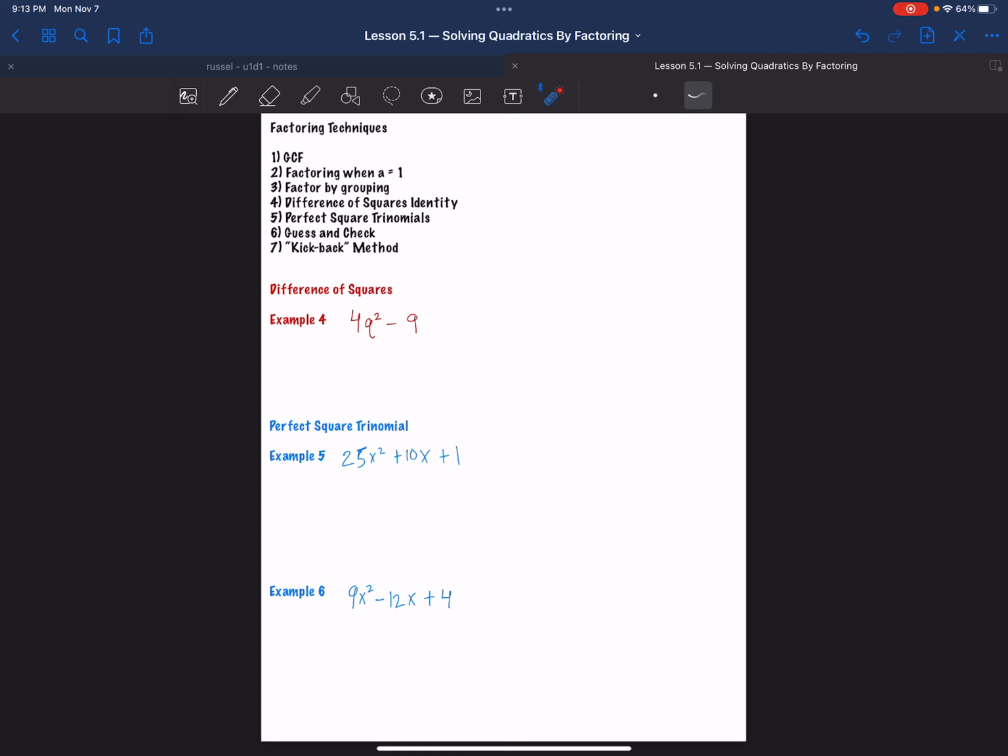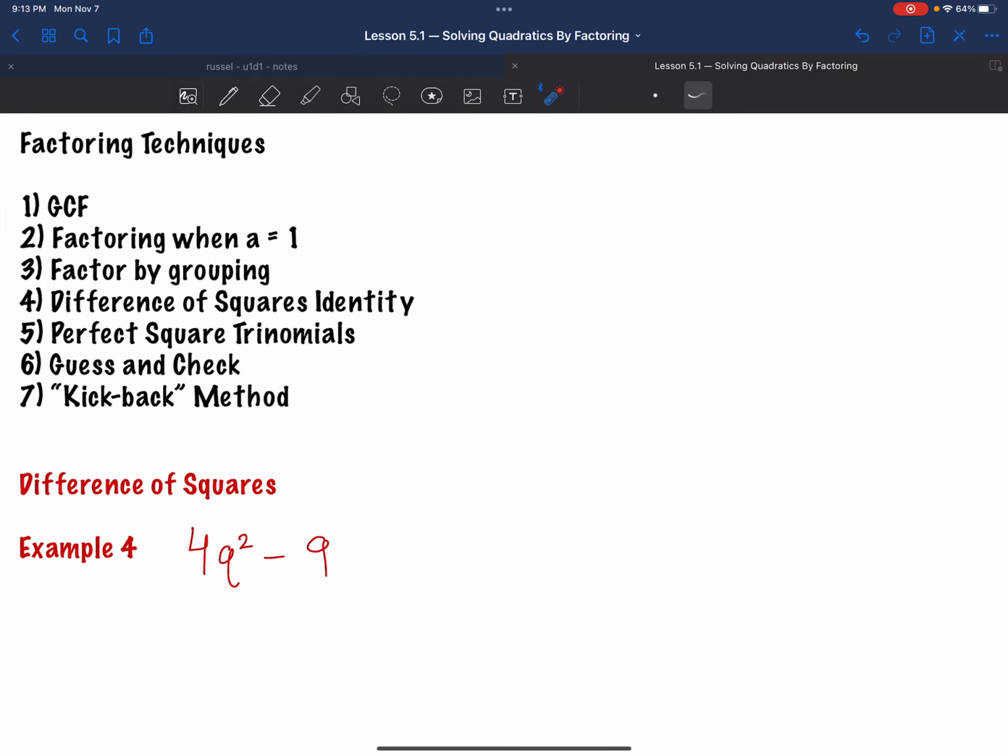So now we get to talk about new factoring techniques that maybe we've seen, maybe we haven't seen before. So, quick reminder, we have seen the first 4. So we've seen greatest common factoring, that was in lesson 4.2. We've seen the case of factoring when a equals 1, that was actually example 1. We've seen factor by grouping, which was example 2. And we've seen the difference of squares identity as well, because I introduced that very briefly.